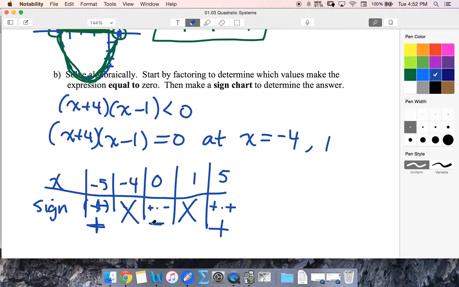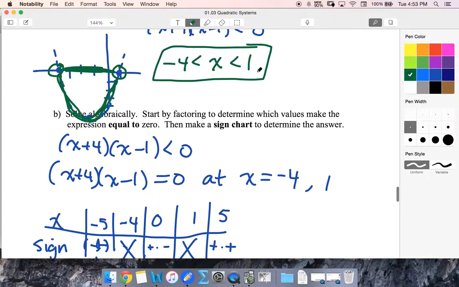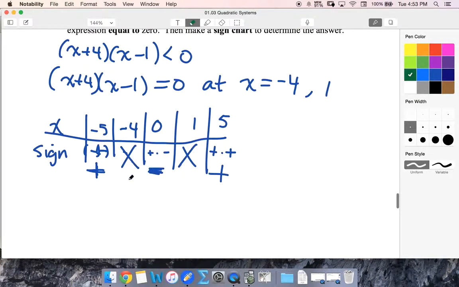So in my sign chart, I'm looking for everything that's negative. Well, it looks like from -4 to 1, I have all the negative values. So this is telling me the same thing as the solution I got above, that between -4 and +1, the quadratic's values were negative. So looking down here, I see that going from -4 to 1 is where my negative values are. So -4 less than x less than 1. And we're going to try that again in the next example.